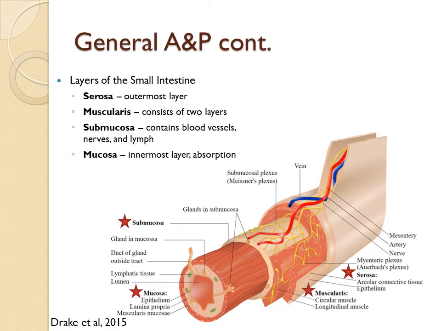Just inferior to the serosa is the muscularis, which consists of two smooth muscle layers. Nerves lie between these two layers and allow the two layers to work together to move nutrients throughout the small intestine. The submucosa is the next layer, which consists of a layer of connective tissue that contains blood vessels, nerves, and lymphatics. This layer supports the innermost layer of the small intestine, which is the mucosa. This layer is designed for maximal absorption of nutrients that pass through the small intestine with the presence of the previously mentioned villi and microvilli.